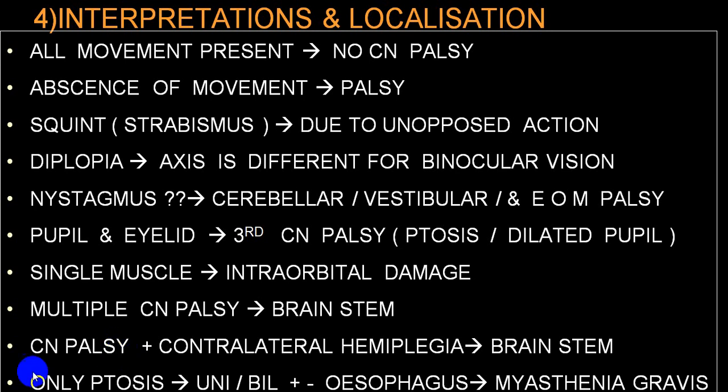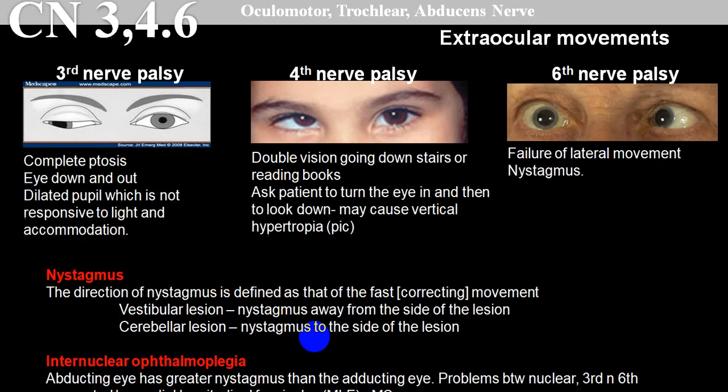And if there is only ptosis, unilateral or bilateral, with oral muscle involvement, do keep it in mind, it can be myasthenia gravis. So as we go through third cranial nerve palsy, fourth cranial nerve palsy and sixth cranial nerve palsy.